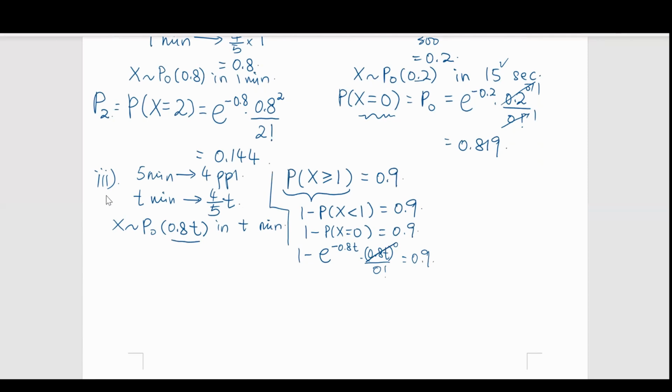Same thing: anything to the power 0 is going to be 1, and 0 factorial is also going to be 1. Then you're left with this, and it's a negative. You bring the 1 to the other side, so 0.9 minus 1 is negative 0.1. Since both sides are negative, we get rid of the negative. At the same time, I take ln of both sides, and the reason is to bring down the negative 0.8t. We know that ln e is going to be 1, and that is where we calculate the value of t.